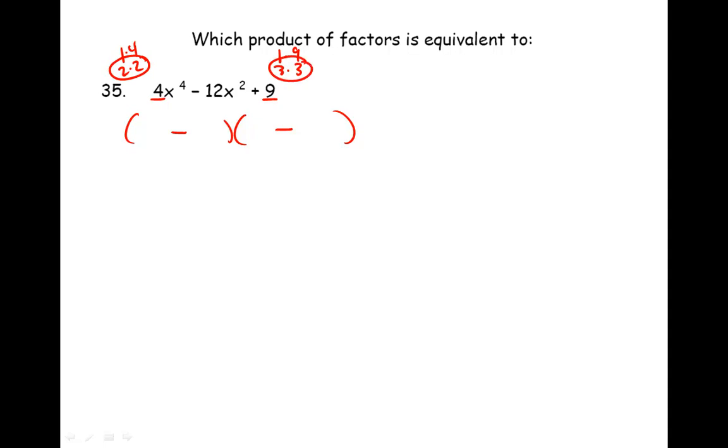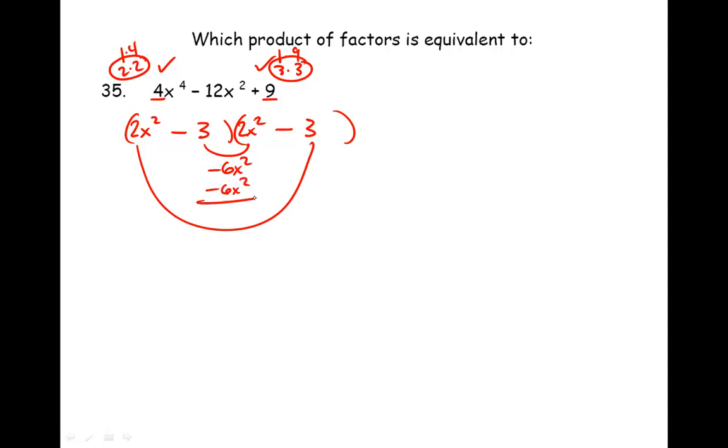Typically, 90% of the time, or a large percent of the time, those are going to be the numbers you want to use. So we want to use 2x squared and 2x squared because 2x squared times 2x squared is 4x to the 4th. And then 3 times 3 to give me the 9. Now, I made those choices to get my outside terms, so I know those are good. Now we just want to double check that we get our middle term. So negative 3 times 2x squared is negative 6x squared. Positive 2 times negative 3 is negative 6x squared. And since that gives me a negative 12x squared, I know that this is how you factor it.